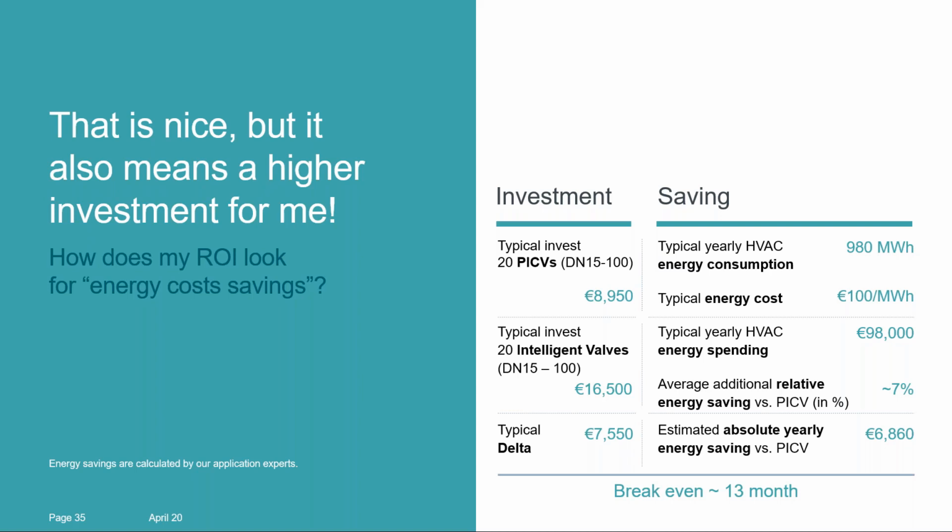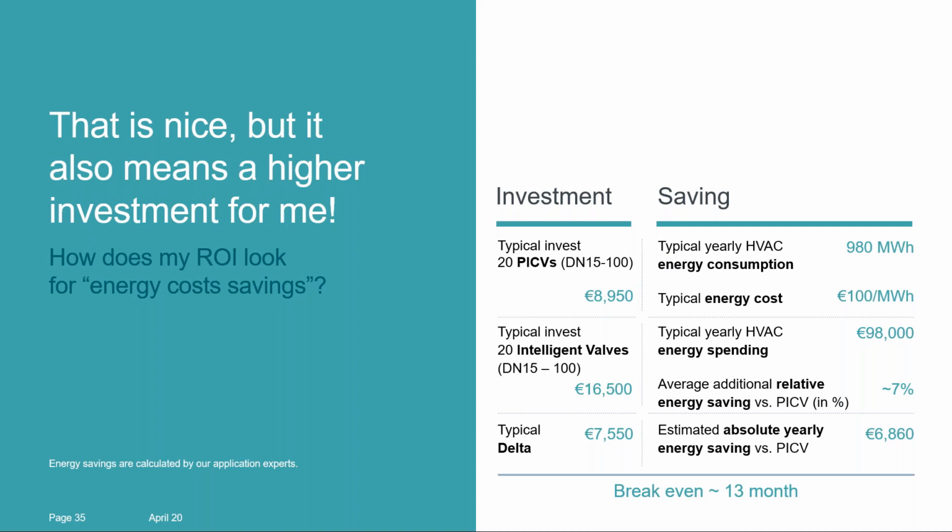Intelligent valve solutions to control delta T will basically pay off within a period of 2 years, if these conditions, like the 100 euro per megawatt hour, are true, and if we concentrate on the main distribution network in the building, on the main consumers.